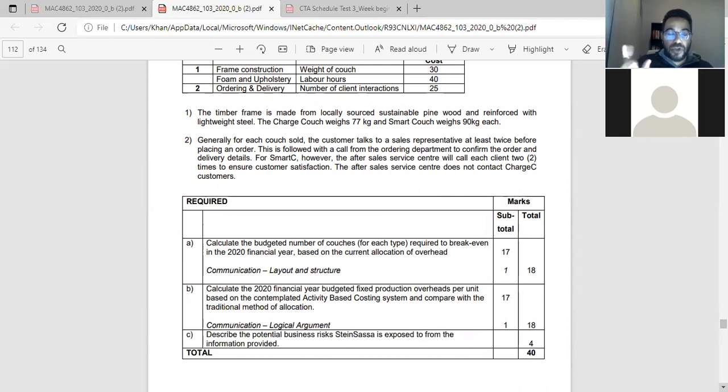Okay, so I'll tell you what to look out for, and I'll give you a format and how to think through ABC. Remember, by covering this, we're going to cover traditional costing. We're going to be covering ABC. We're going to be covering variable costing and absorption costing.